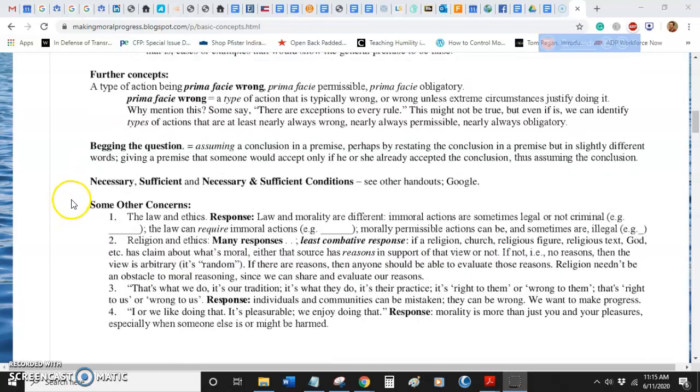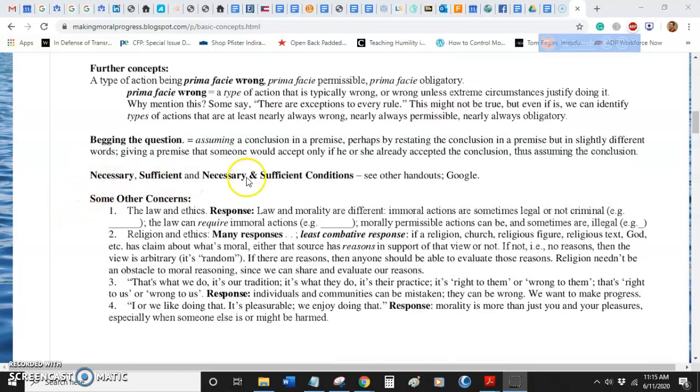Okay, I'm going to skip over the idea of necessary, sufficient, and necessary and sufficient conditions. We'll get to that later. If you want to find out about those now, you could Google it and find some good stuff.